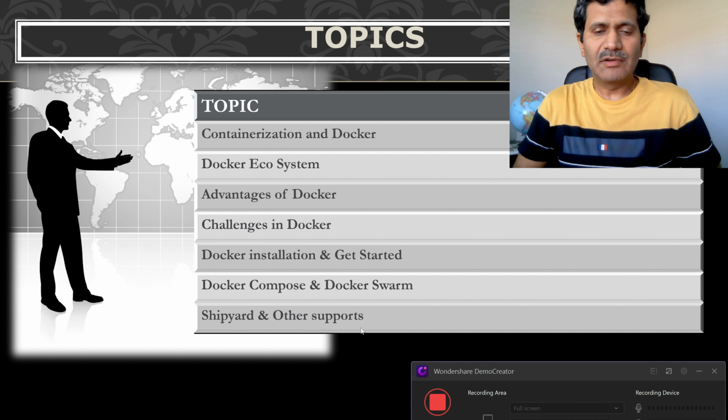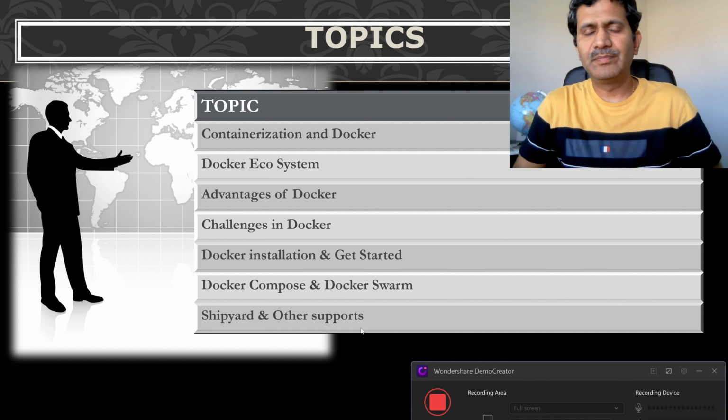And also the Docker installation. How do we install Docker in various operating systems? How do we get started with Docker? And what are Docker Compose and Docker Swarm? These are Docker orchestration tools. Docker Swarm is a kind of Docker clustering, cluster management as well as Docker orchestration tool. Shipyard is another Docker orchestration tool, and that has been used for many clients. And other supports which we require for Docker will be discussed here.